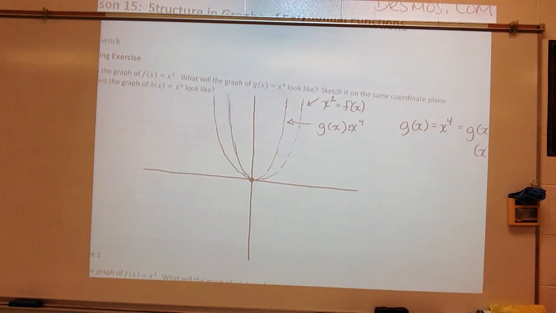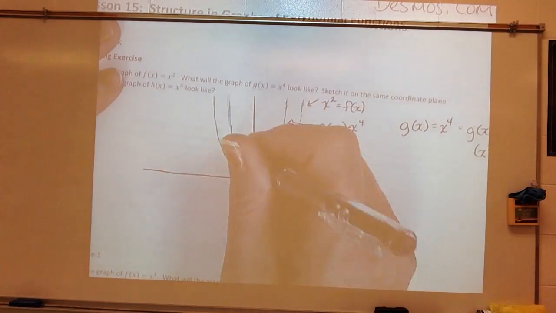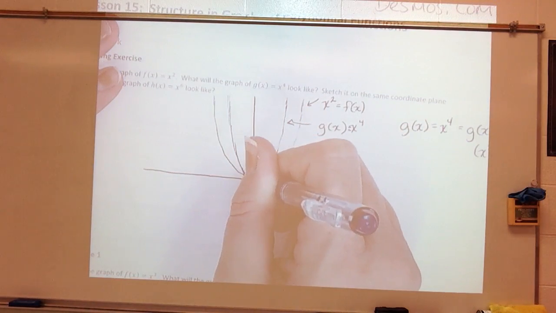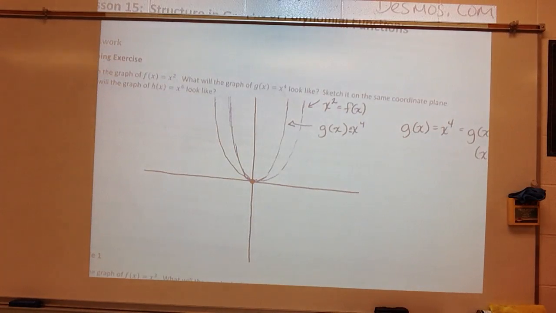Both graphs still pass through (0, 0). Basic same shapes. Near the origin, the graph of g is flatter than the graph of f. So it does get a little flatter here than f of x. All right, so the last thing it says, what do you think the graph of h of x equals x to the sixth looks like?